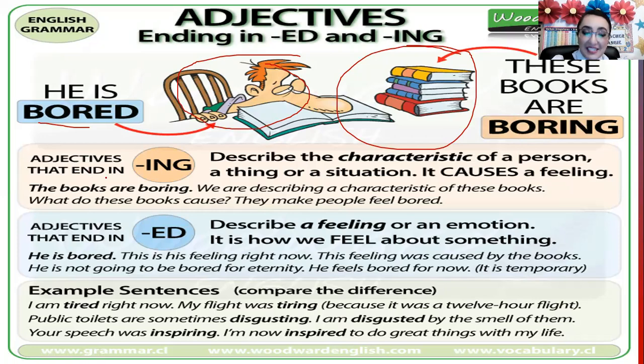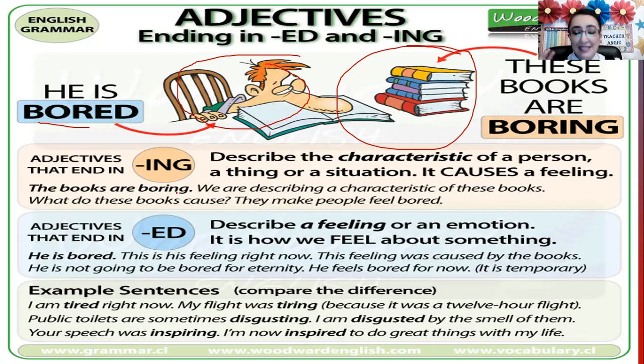Adjectives that end in ing, as I told you, are going to describe the characteristics of a person, a thing, or a situation, and those characteristics are going to be causing a special feeling. For example, the books are boring. We are describing a characteristic of the books. What do these books cause? They make people feel bored. That is one of the differences.